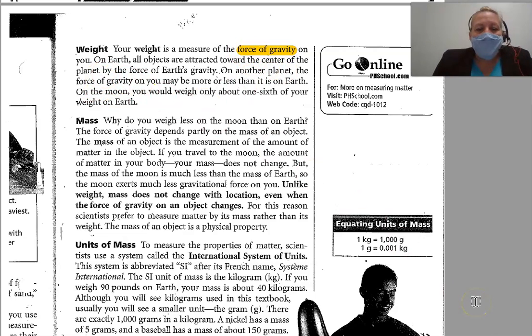On Earth, all objects are attracted toward the center of the planet by the force of Earth's gravity. On another planet, the force of gravity on you may be more or less than it is on Earth. On the moon, you weigh only 1/6 of your weight on Earth.